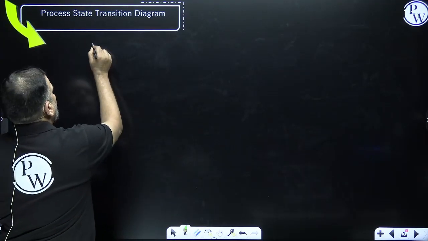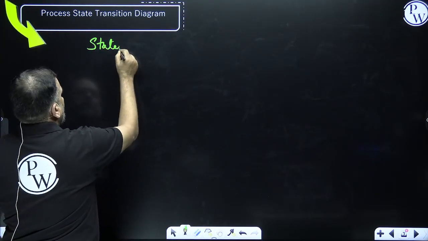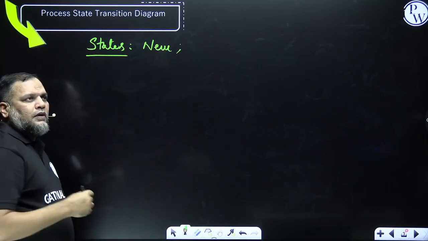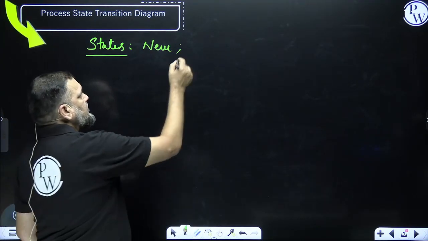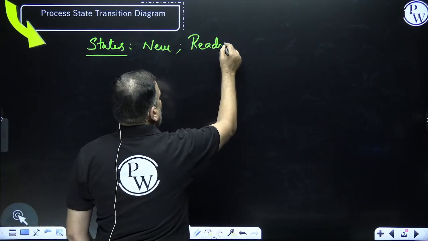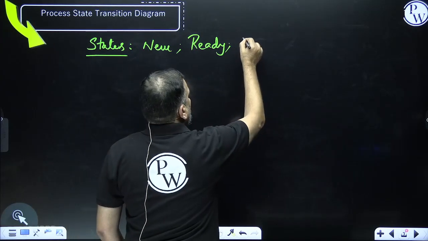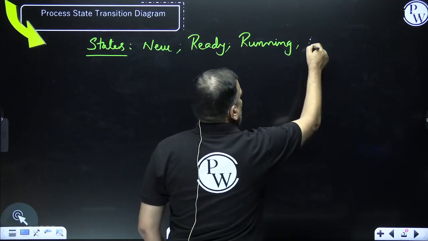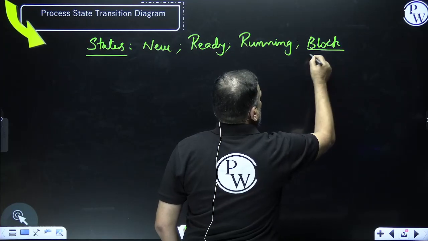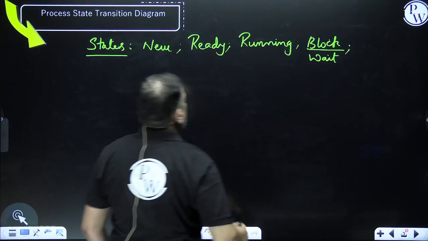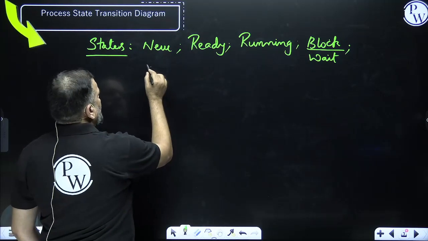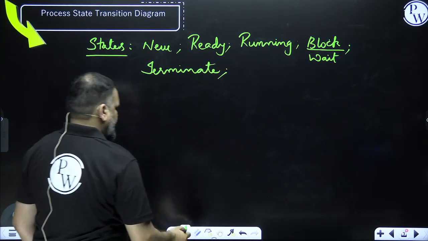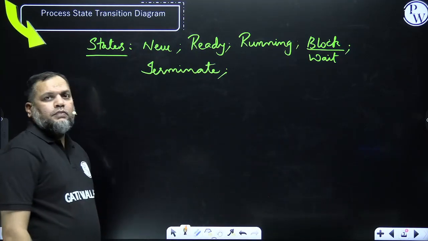So essentially, let me pen down the various states in which the process can be in. Number one, the first state is called new. I will tell you shortly what exactly happens in the new state. Then we have the second state called ready. I'll tell you what ready means. Then we have running, and then block, which is also called wait, and then terminate. These are the different states in which the process can be in during its lifetime.